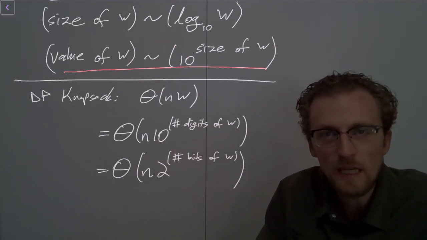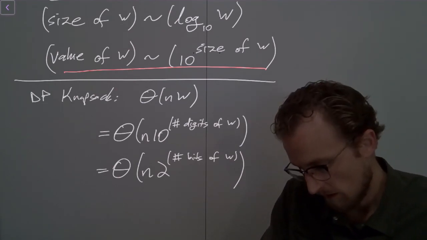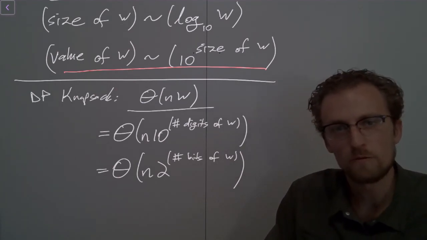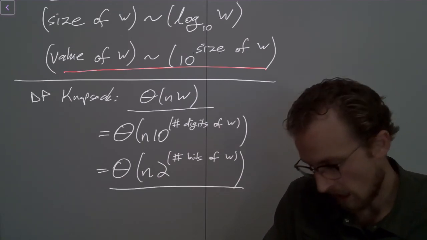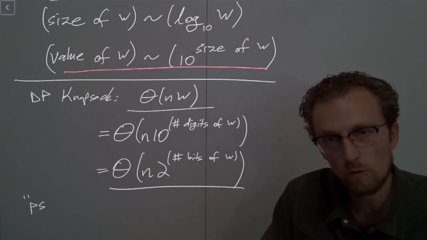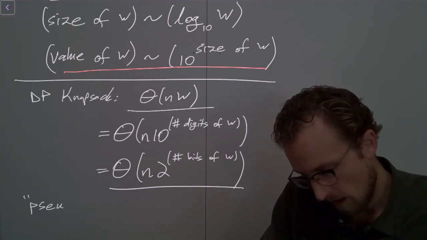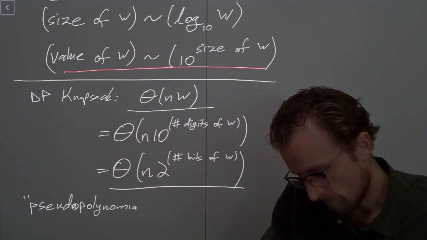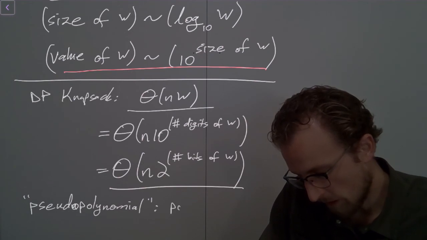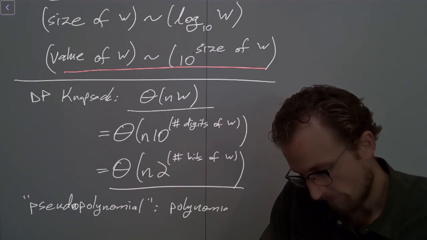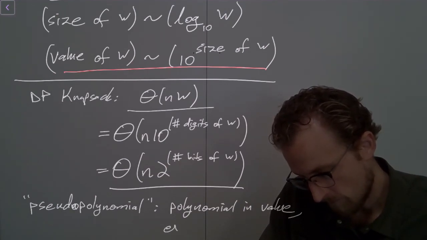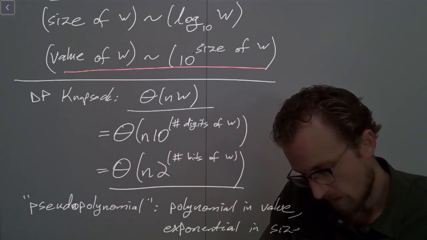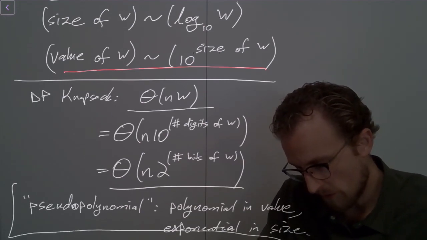We call this thing a pseudo-polynomial complexity when it is polynomial in the value of the input, but exponential in the size. It's a term that you'll run into sometimes as you're thinking about algorithms, and the term is pseudo-polynomial, where it's polynomial in the value and exponential in the size of the input.